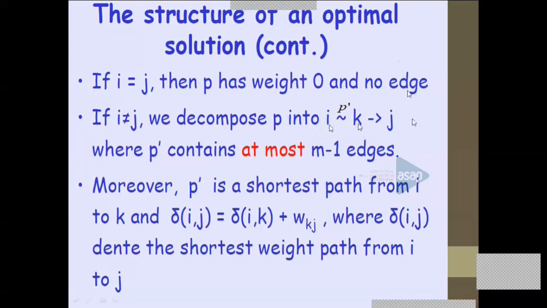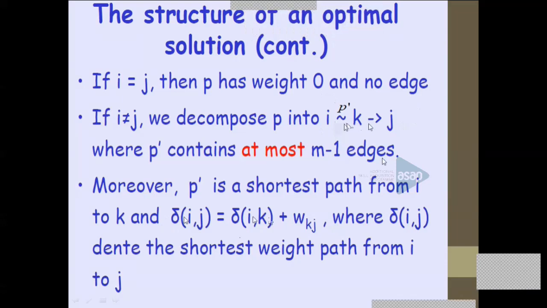Then the shortest distance from I to J, how are we going to represent it? Delta is the symbol for representing the shortest path. Delta I comma J, the shortest path from I to J. Delta I comma J is equal to the shortest path from I to K.